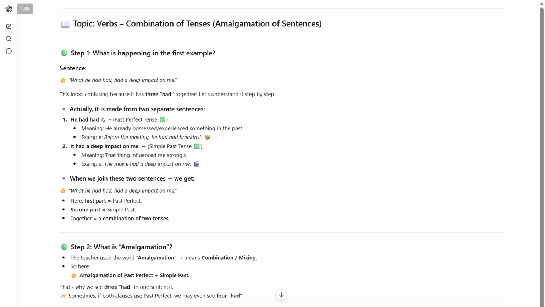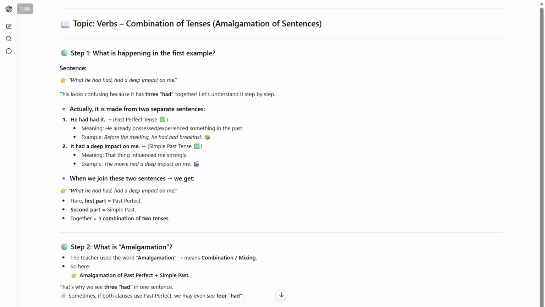Step 1. What is happening in the first example? Sentence: what he had had a deep impact on me. This looks confusing because it has three hads together. Let's understand it step by step. Actually, it is made from two separate sentences.